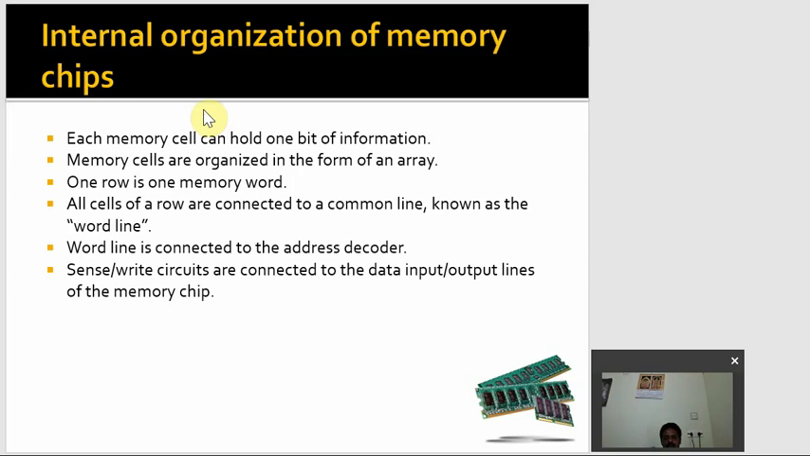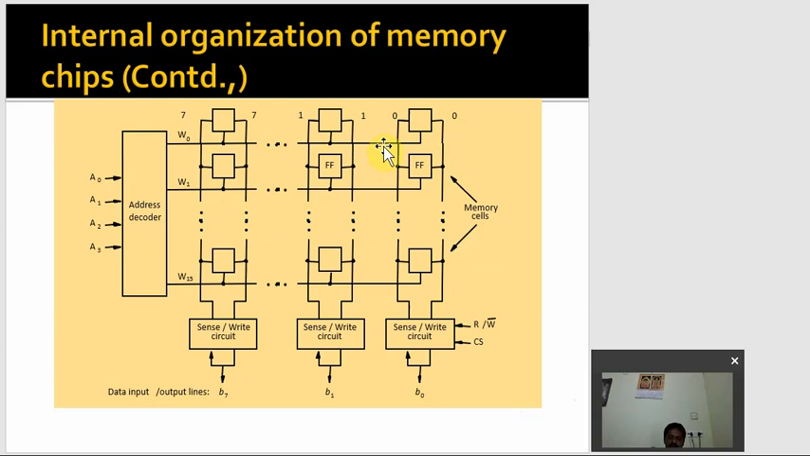The word line is connected to the address decoder. So we have an address decoder, and to that address decoder the word line is connected. Sense or write circuits are connected to the data input output lines on the memory chip. Here sense means read, so the read or write circuits are connected to the data input output lines on the memory chip. Here see the diagram, the internal organization of memory. The rows are connected, so these are the words like this. Word.